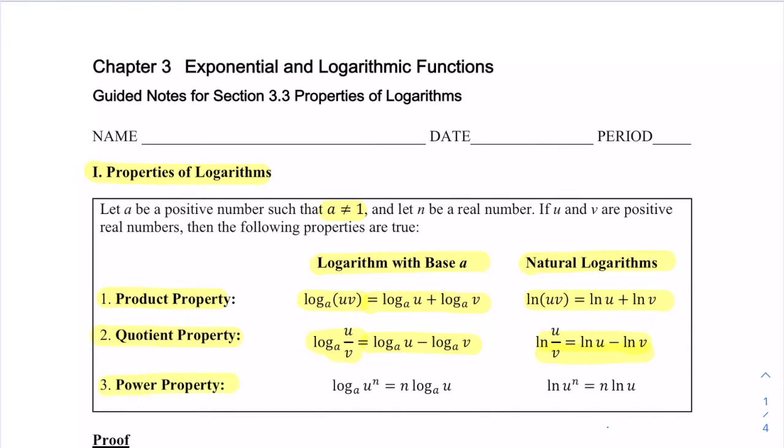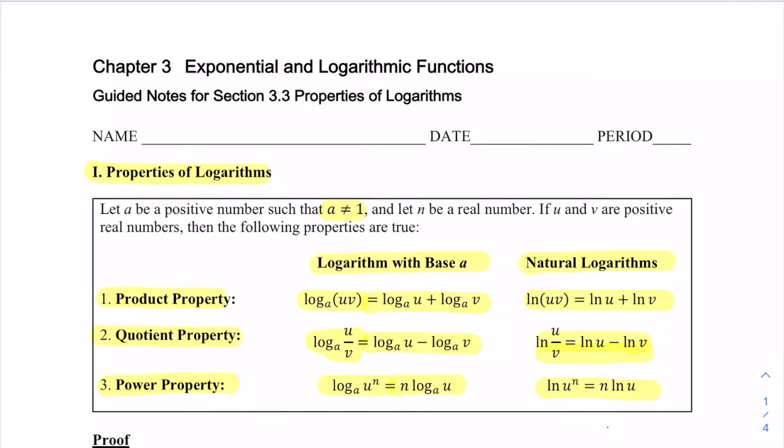Finally, the power property. If we have the expression log base a of u to the n, that will expand to n times the log base a of u, and this also occurs and is a property for natural logarithms. So if we have natural log of u raised to the n, that expands to n times natural log of u.